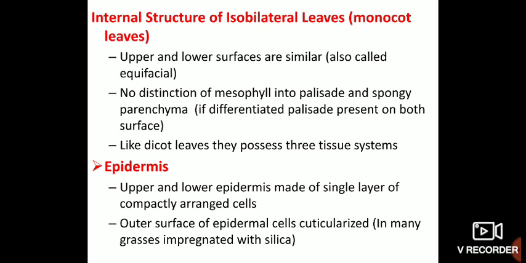First of all, epidermis. The upper and lower epidermis in case of isobilateral leaves is made up of a single layer of compactly arranged cells, and the outer surface of these epidermal cells is cuticularized. There is deposition of cuticle on the outer surface of these epidermal cells, and in many grasses, there is additional impregnation of silica. There is deposition of silica in many grasses as well.